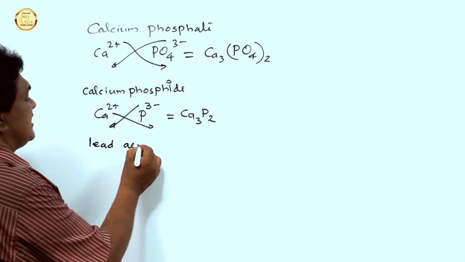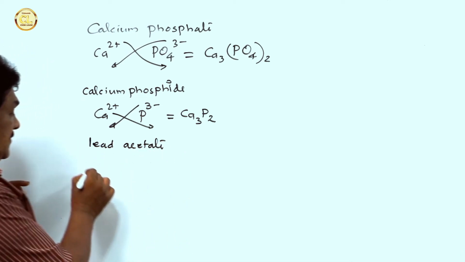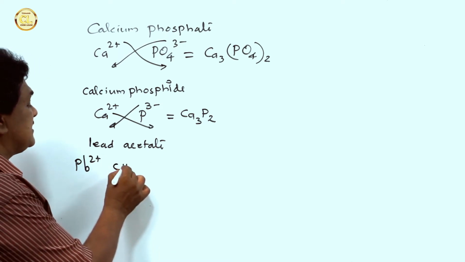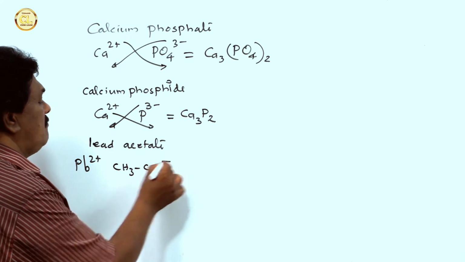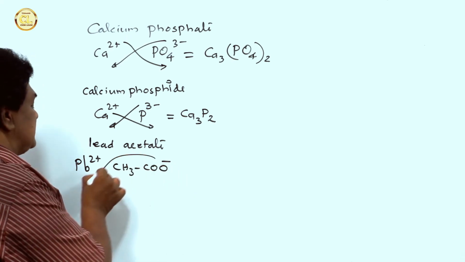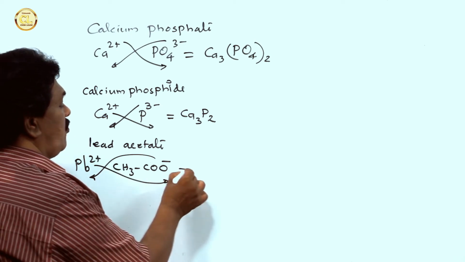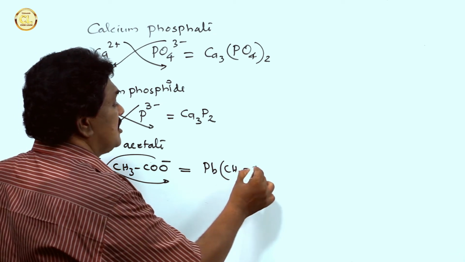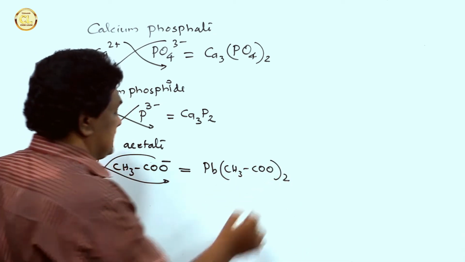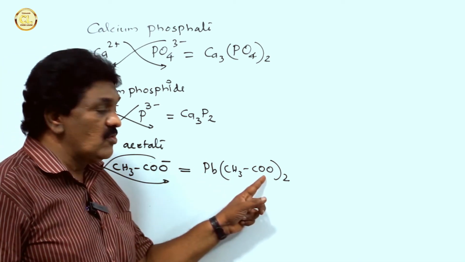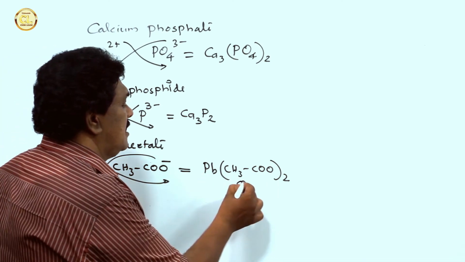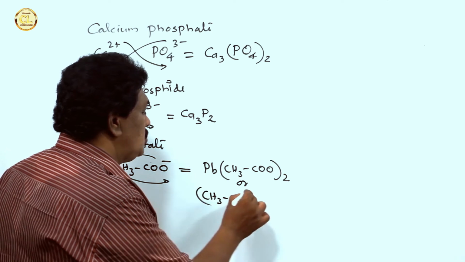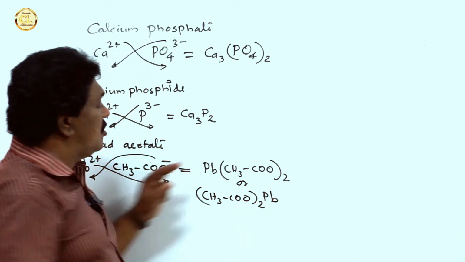Now, what is lead acetate? Lead acetate. You know, Pb2+ is lead. Acetate ion is CH3COO-. Crossing their valencies like this, we get Pb(CH3COO)2. See, Pb(CH3COO)2. It can also be written like this: (CH3COO)2Pb. Both are right.